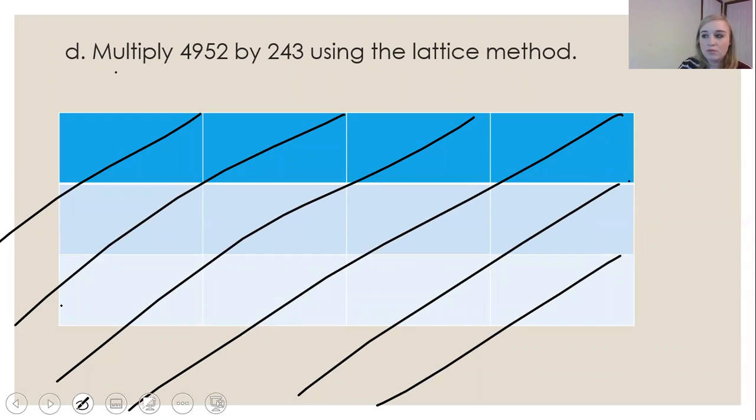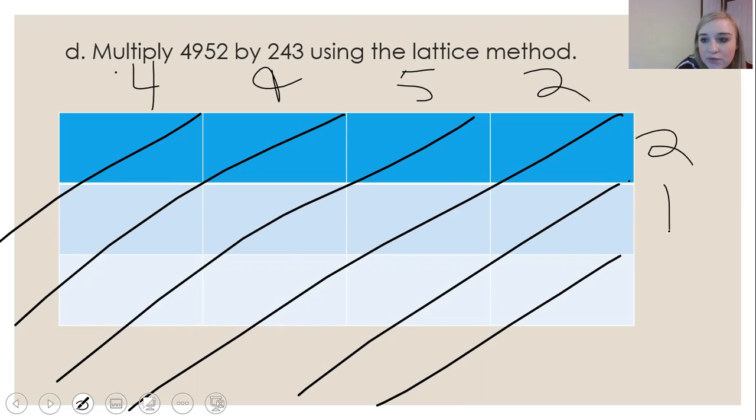Last one, what we're going to be doing here is the same thing essentially. 4,952 times 243. So we're going to do 2 times 2.